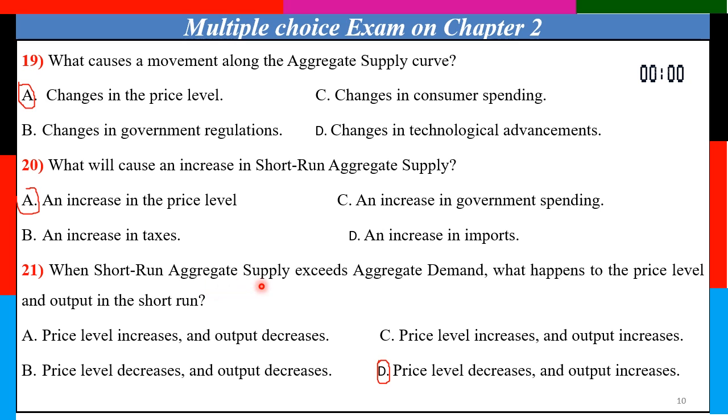When supply exceeds aggregate demand, it means the supply is greater than the aggregate demand. It causes a surplus. When there is a surplus, it causes the price level to decrease and the output increases. The rest are not true.